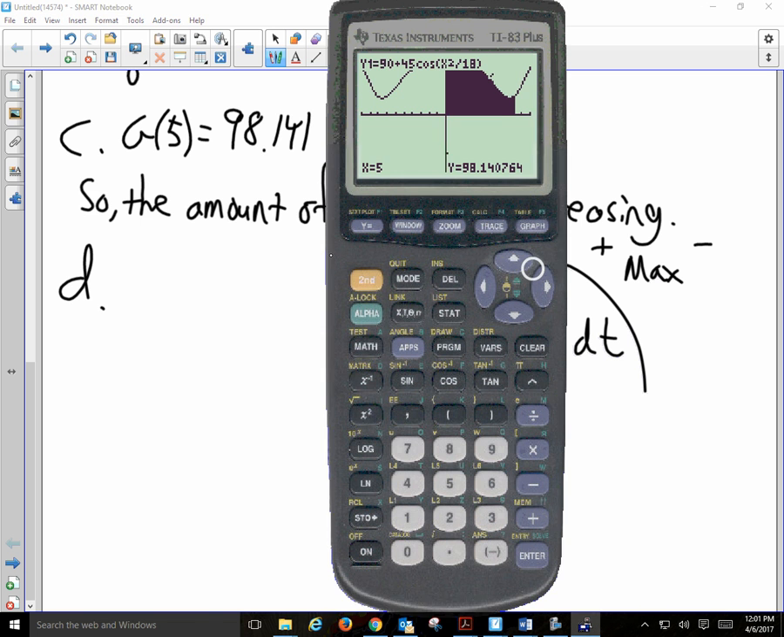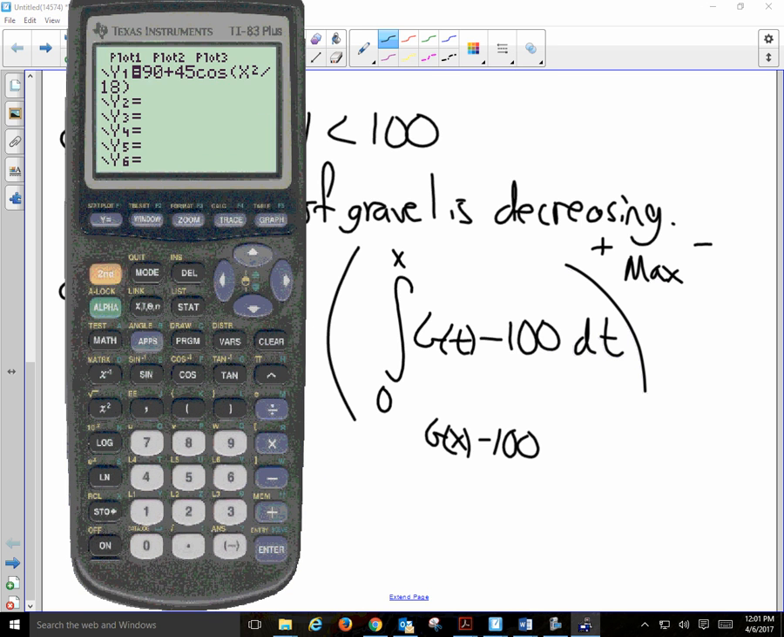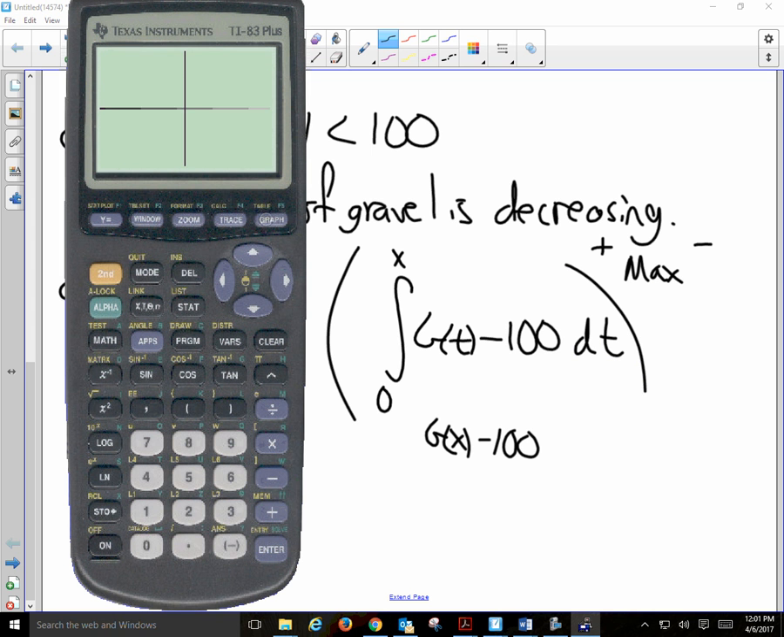So let's look at our graph. Y equals, I'm just going to subtract 100 off of that. I'm going to look at where it equals 0, graph. Let's see if it changes from positive to negative. Changes from positive to negative. Looks like right about there, huh? How do we find that exact spot?